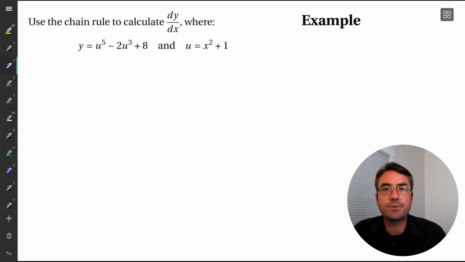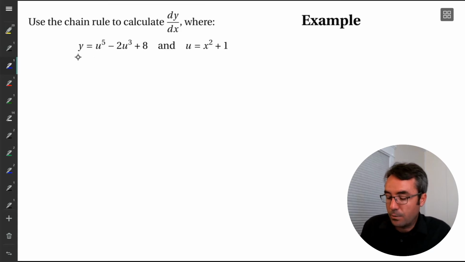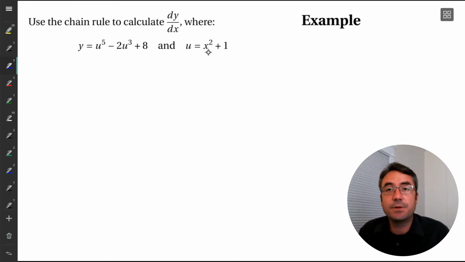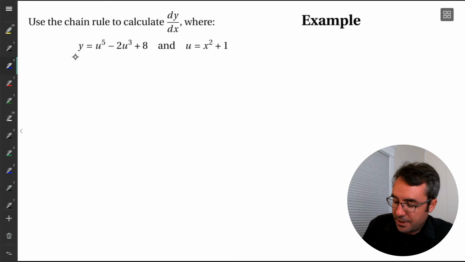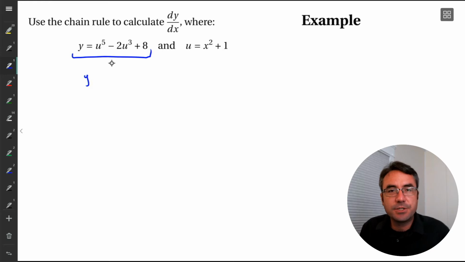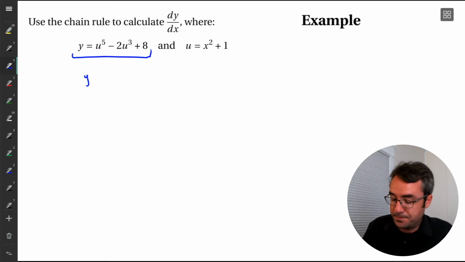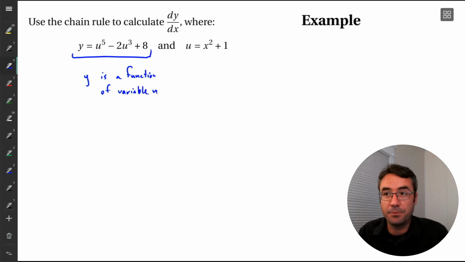So let's use the chain rule to calculate dy/dx, where y is a function of u: y equals u to the power 5 minus 2 times u cubed plus 8. And then on top of this, u is a function of x. So u is equal to x squared plus 1. So just to think about what's happening here, what this equation is showing us is that y actually is a function of u. That's how it's written.